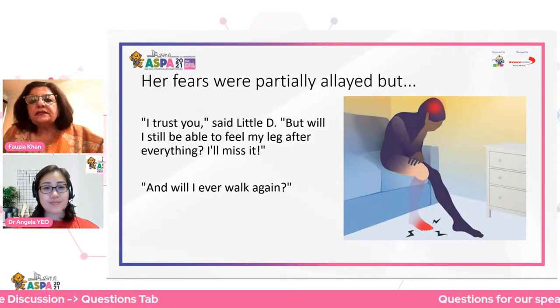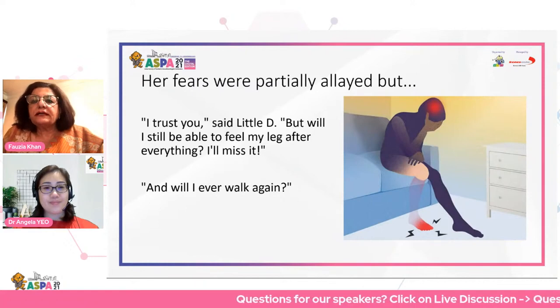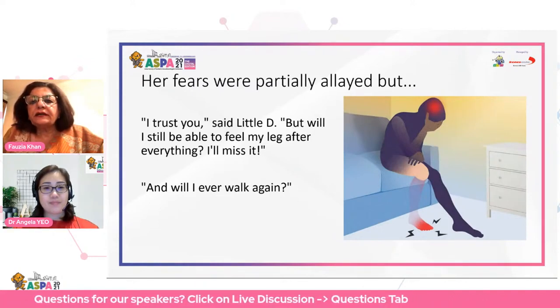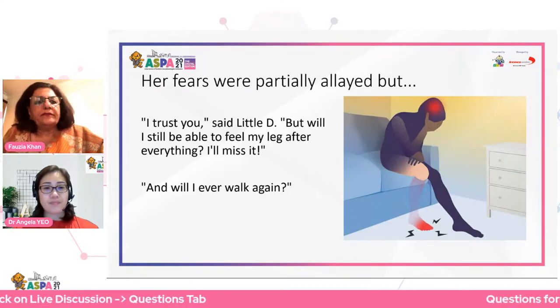Little D's fears were partially allayed, but "I trust you," said little D, "but will I still be able to feel my leg after everything? I'll miss it. And will I ever walk again?"